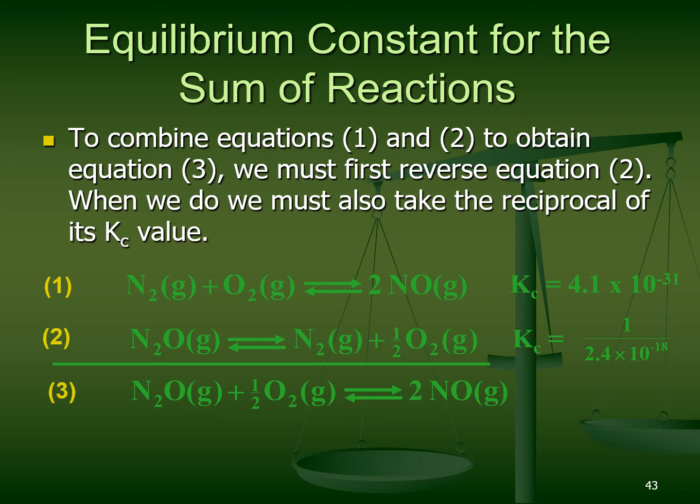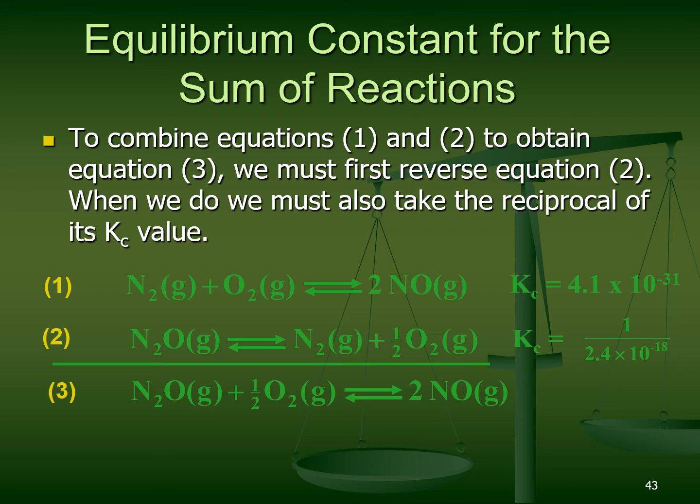Now, if you look, what's going to happen? We have an N2 on the left and an N2 on the right, so they cancel. We have the N2O on the left, which is where we want it. We have one O2 on the left, a half O2 on the right, so a half of them will cancel, so we end up with 1/2 O2 on the left. And then we have the 2NO on the right.